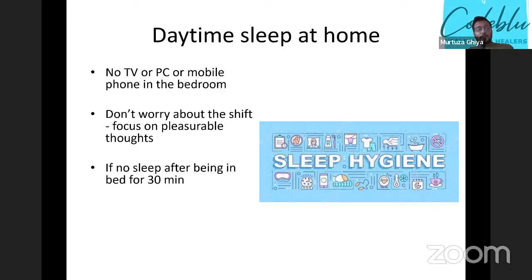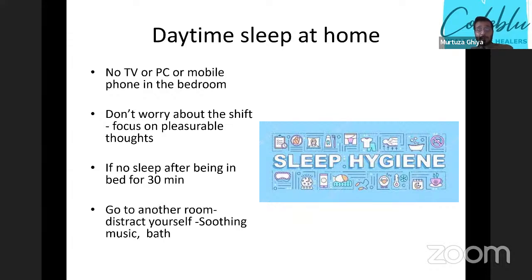And if you spend more than 30 minutes in your bed trying to sleep and you're not able to, then it's time to say it's not happening. No point pressuring yourself or whipping yourself into falling asleep. It's not going to happen. Walk out of that room, get a new spot, have a nice hot water bath, do a bit of a hobby, get some fresh air, and come back after 20-30 minutes to see if you're able to fall asleep now. All right. So these are some tips.